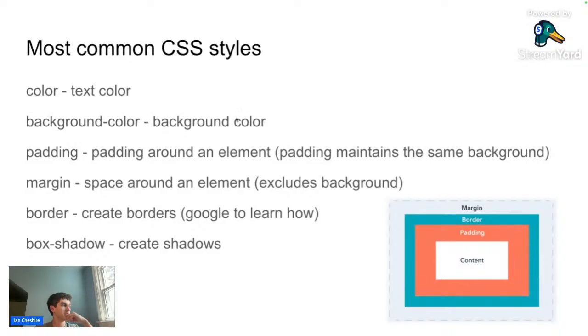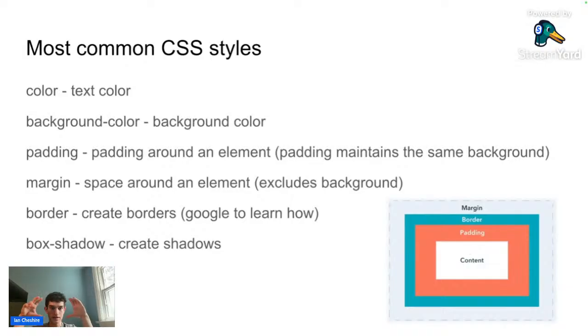So background color is background color, padding is padding, margin is margin, border and box shadow creates shadows. The border and the box shadow are a little more complicated to go over here, because you need to be able to tell what color is the border, what style is it, and how big is it, and similar things with shadows. So we're not going to go over it right now, but you can look those up. So what we have here, content is the basic thing. Everything needs to fit the content.